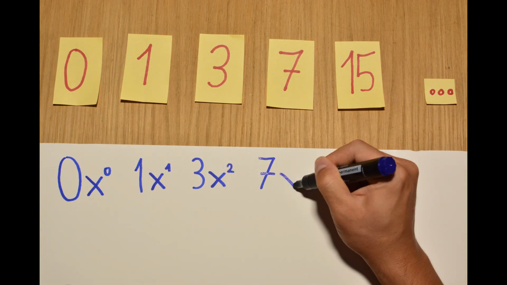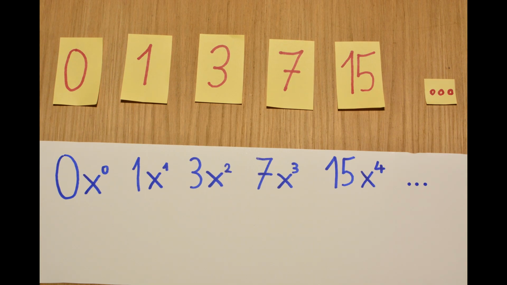Let's take each term of your sequence and multiply it with the power of x, which corresponds to the position of this term in the sequence. Let's also start counting with 0. So, for example, the number 15 has index 4 in this sequence.